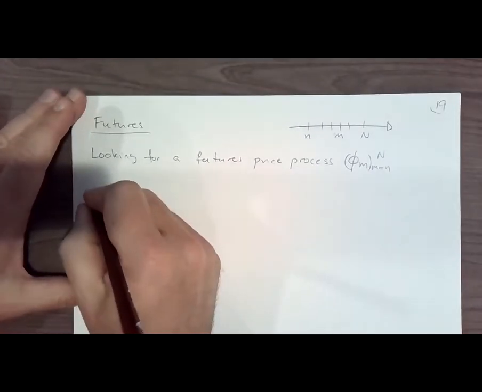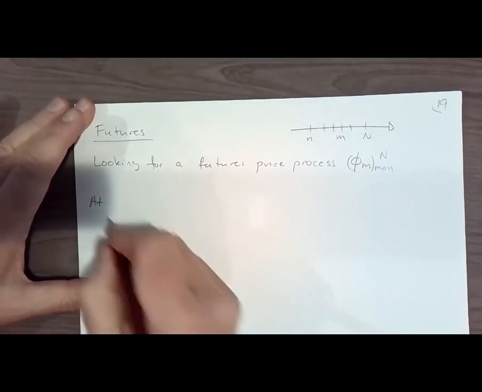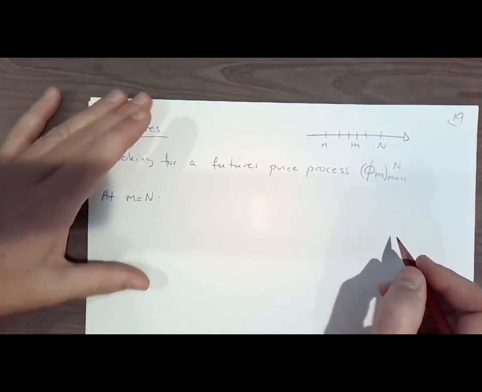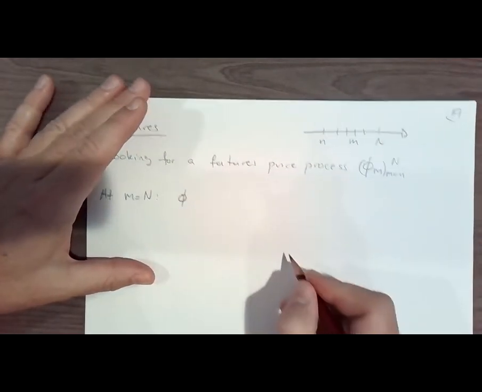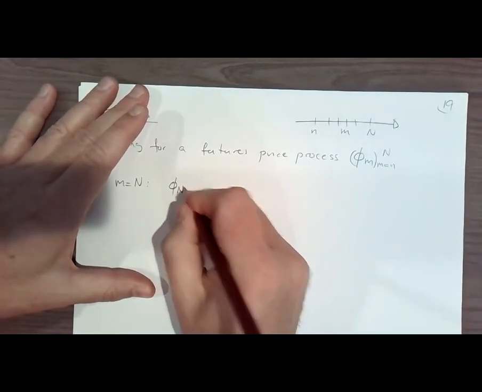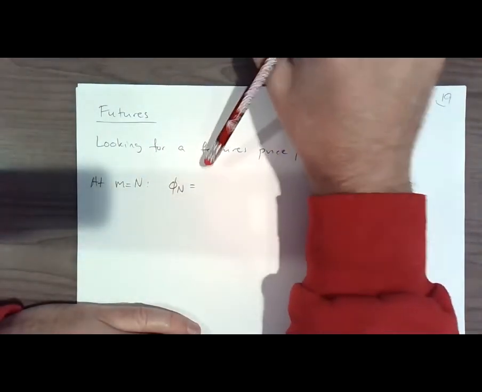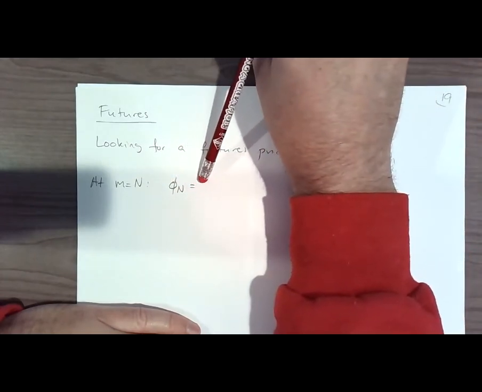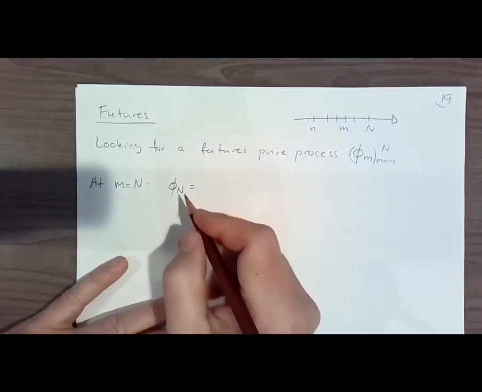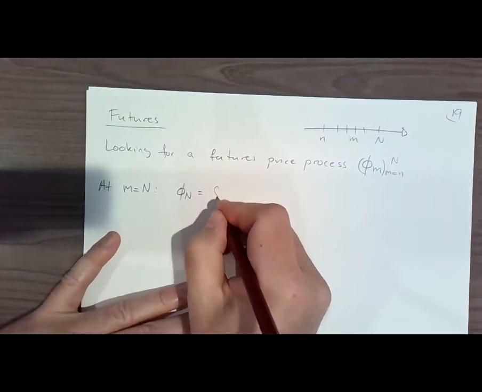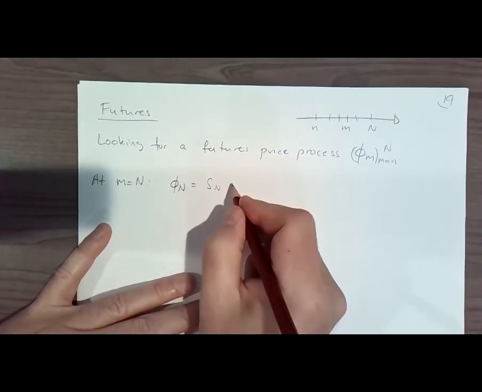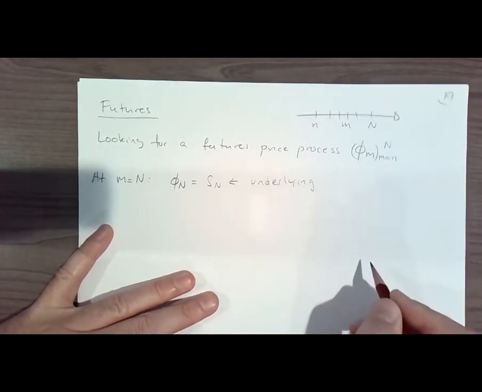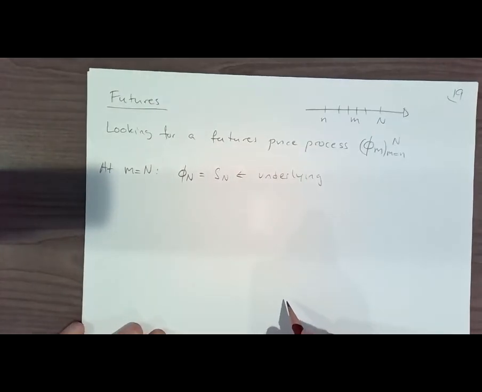So at the end, when m is equal to capital N, phi is pinned down by Sn. This is the underlying. So at the end, that's how it's going to be.